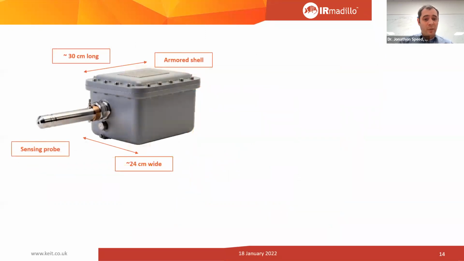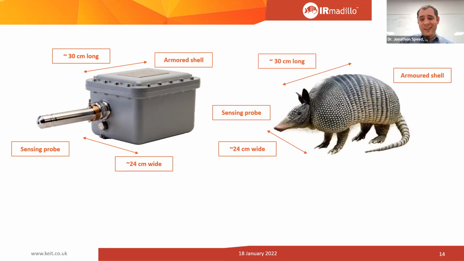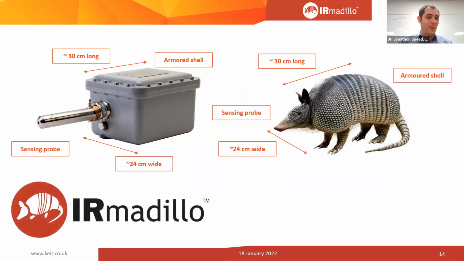That's a picture of it. It's about 24 centimeters wide, 30 centimeters long. It's got an armored shell and a sensing probe. And we thought, what else looks a bit like that? And we realized it's an armadillo. So the instrument's called the IRmadillo. You've got to have a pun based on infrared nowadays. So IR for infrared, IRmadillo. Hopefully at least some of you are smiling at that.